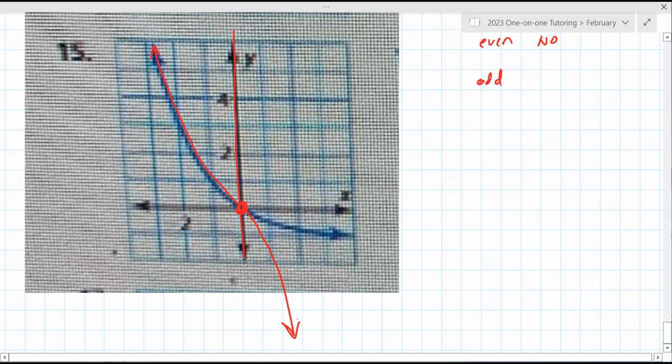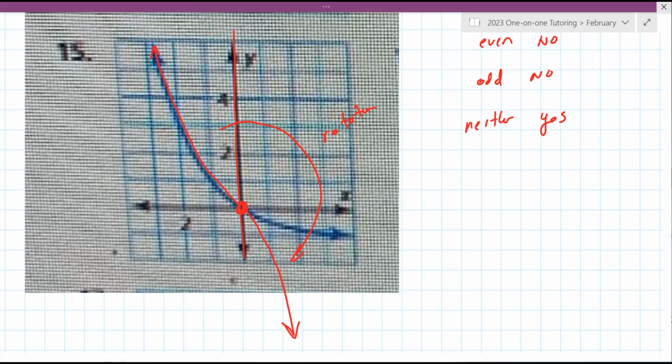Oh, so it has to be the same thing but mirrored in the opposite quadrant. It's a rotation, not a mirror. A mirror is different than a rotation. So it must be neither. So it's like no, no, yes. You stop when you see a yes. So it's a checklist. Exactly.